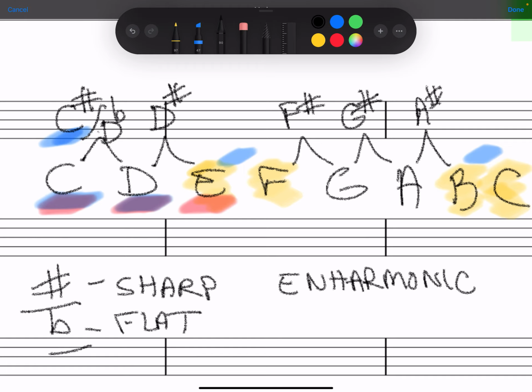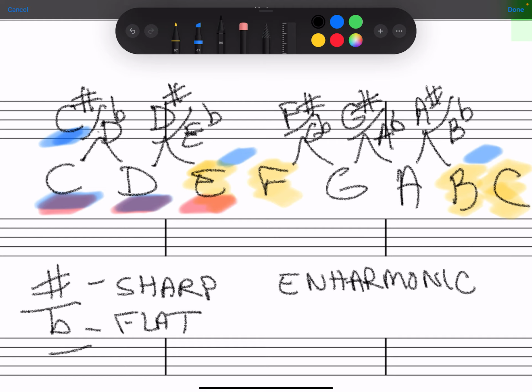So C sharp and D flat are in fact the same thing. Over here, D sharp or E flat is the same thing. F sharp or G flat is the same thing. And then G sharp or A flat is the same note. Finally, A sharp or B flat is the same thing.